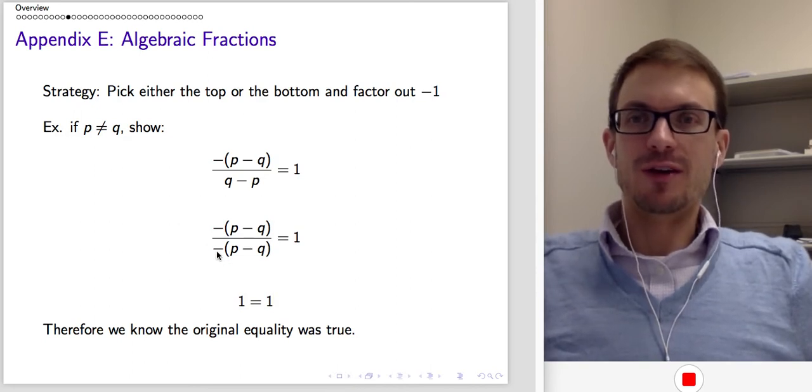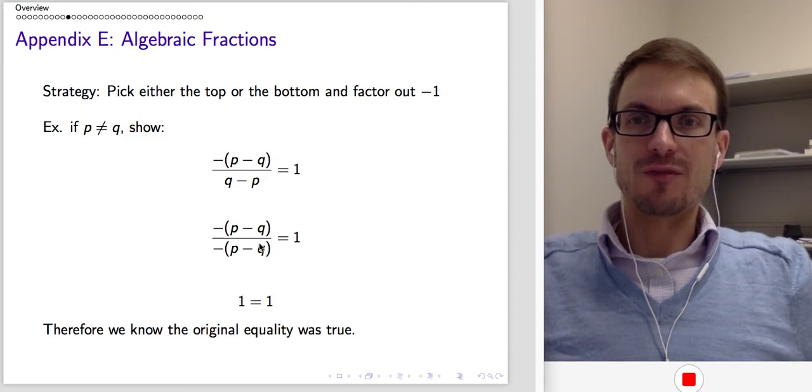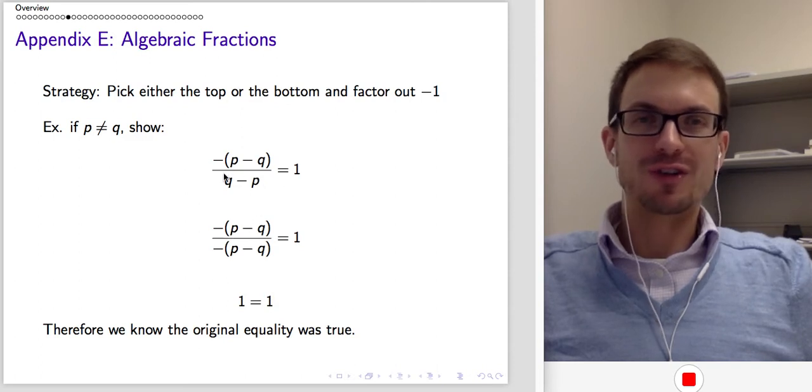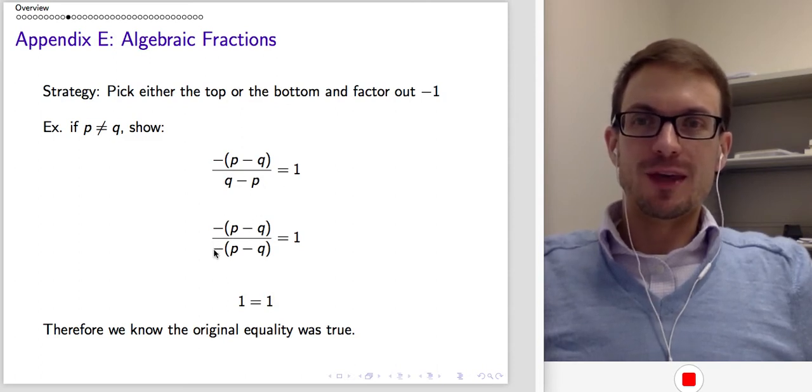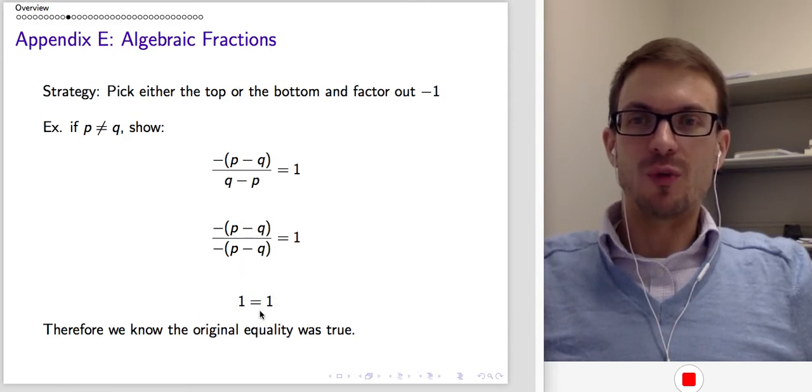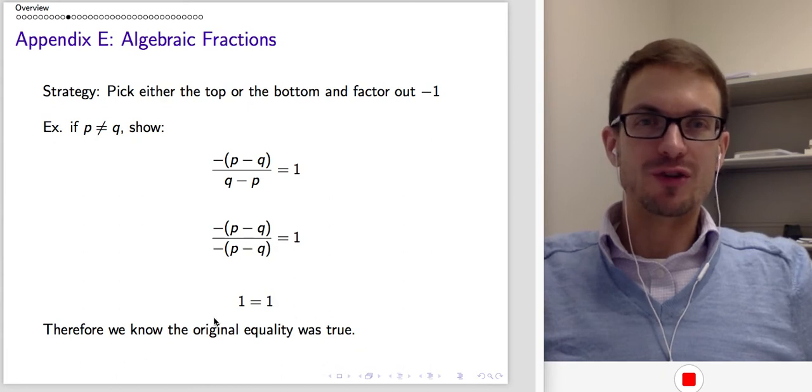So that's what I've done. When I factor out a minus 1 from this q, that changes its sign to negative. When I factor out a minus 1 from this minus p, that changes its sign to positive. So rather than q minus p, I now have p minus q multiplied by this negative. And check what happens if we distribute this negative back. Sure enough, we get our original denominator. We can cancel our minuses, cancel our expressions, and 1 is equal to 1. So we know our original equality was a true statement.